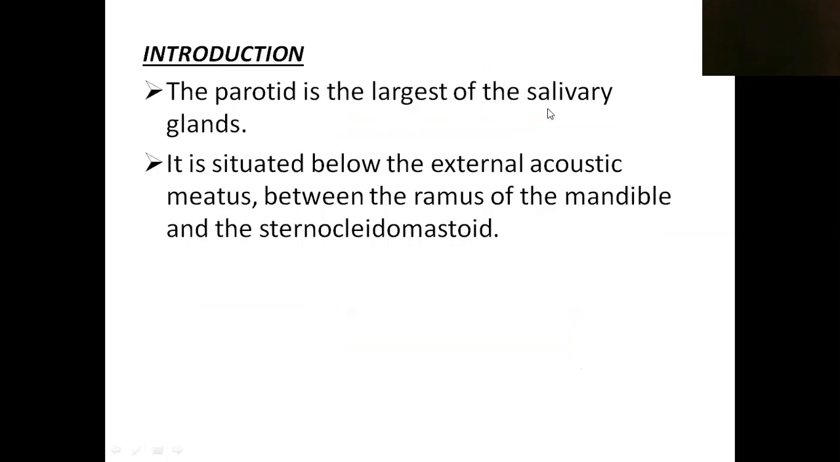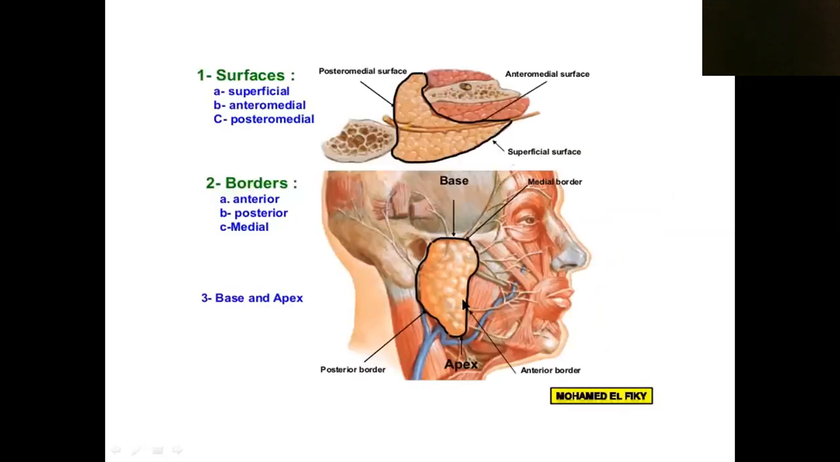So it's the largest salivary gland, situated in the retromandibular fossa. Where is it located? It is located below the external acoustic meatus, between the ramus of the mandible and the sternocleidomastoid. Just now I showed you, here comes the mandible, and this area of the mandible is known as the ramus of the mandible. Posteriorly are the sternocleidomastoid and mastoid process, and anteriorly the ramus of the mandible. That's why it lies between the ramus of the mandible and the sternocleidomastoid. Then see, here comes the external acoustic meatus.